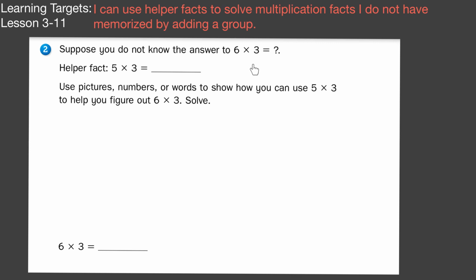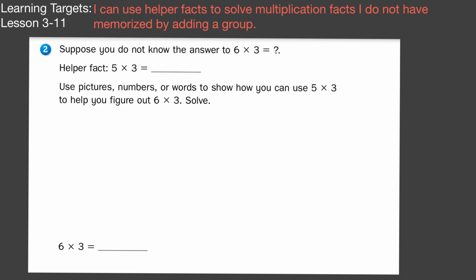Let's imagine for a moment that we don't have this one memorized. If you do, you just follow along, because I'm still expecting you to show me how to use this strategy even if you are unfamiliar or if you already have it memorized. So we're going to use the helper fact of 5 times 3.